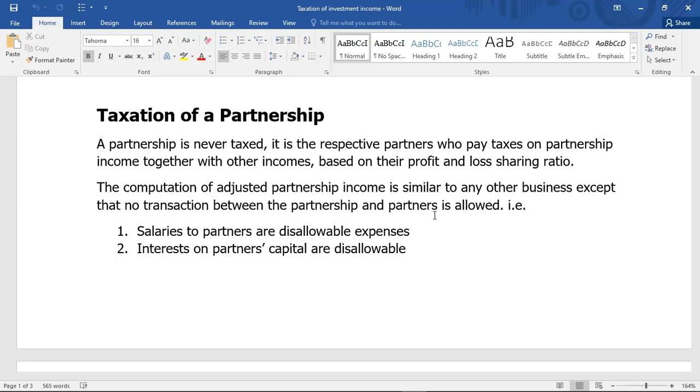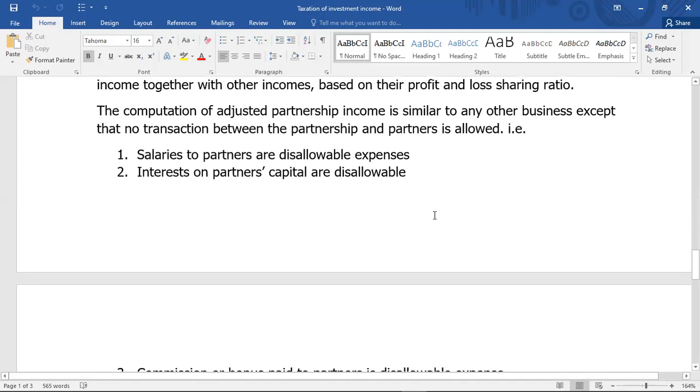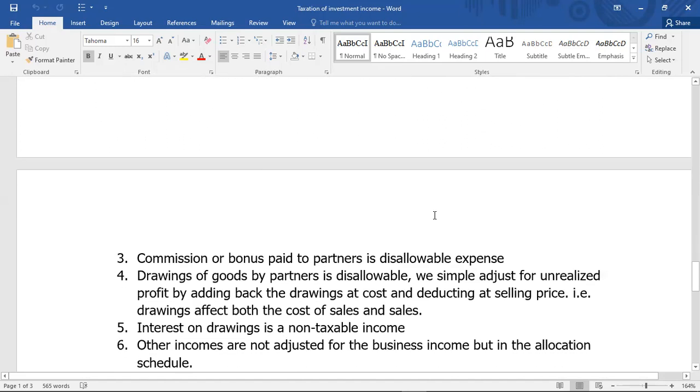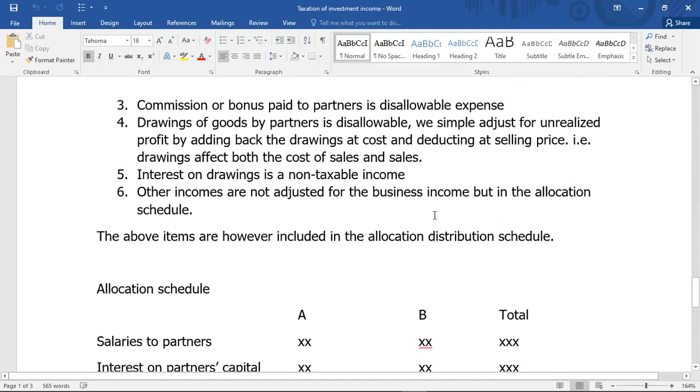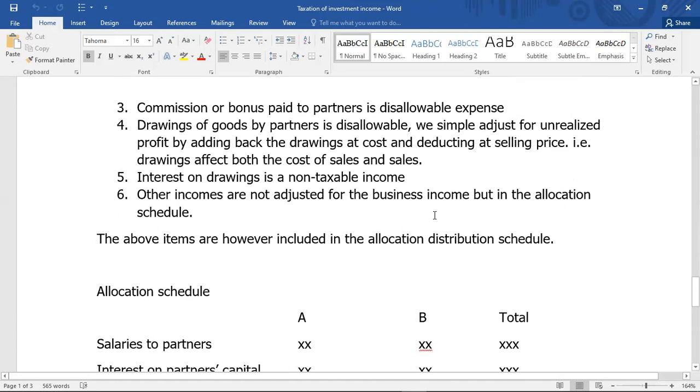Number one, salaries to partners are disallowable expenses. Number two, interest on partners' capital is disallowable. Number three, commission and bonus paid to partners is a disallowable expense. Number four, the drawing of goods by partners is disallowable. We simply adjust for unrealized profit by adding back the drawings at cost and deducting at the selling price. That is, drawing affects both the cost of sales and sales. And we know very well that the drawings, which are basically done under the preparation of the financial statements, we normally adjust under the cost of sales.